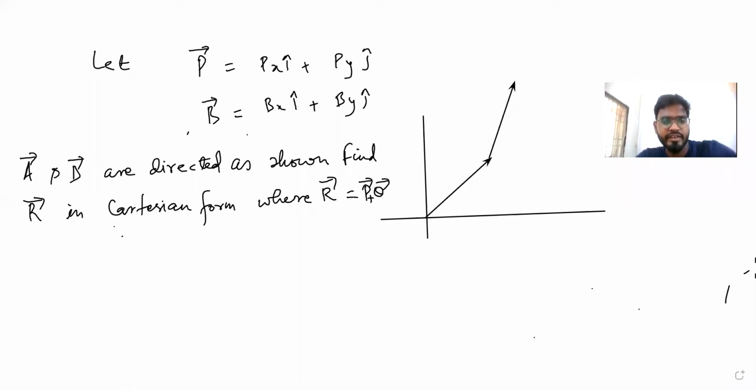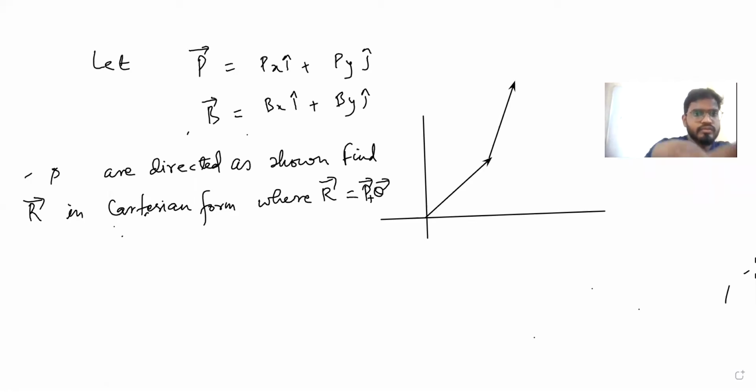I wrote a question here: p is equal to px i cap plus py j cap, and q is qx i cap plus qy j cap, where p and q are directed as shown in Cartesian form, and r is equal to vector p plus vector q. They are asking us to find the resultant of this.